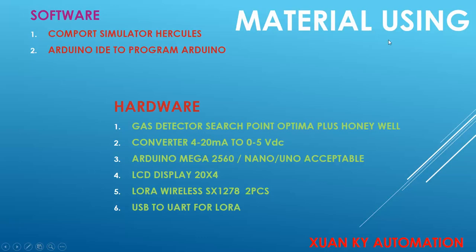Materials used. Software: COM port simulator, Hercules, and Arduino IDE to program Arduino. Other hardware: gas detector Optima Plus Honeywell, converters 4 to 20 mA to 0 to 5 volt DC, Arduino Mega, or you can use Nano or Uno, which is acceptable, and a 20 by 4 LCD display.